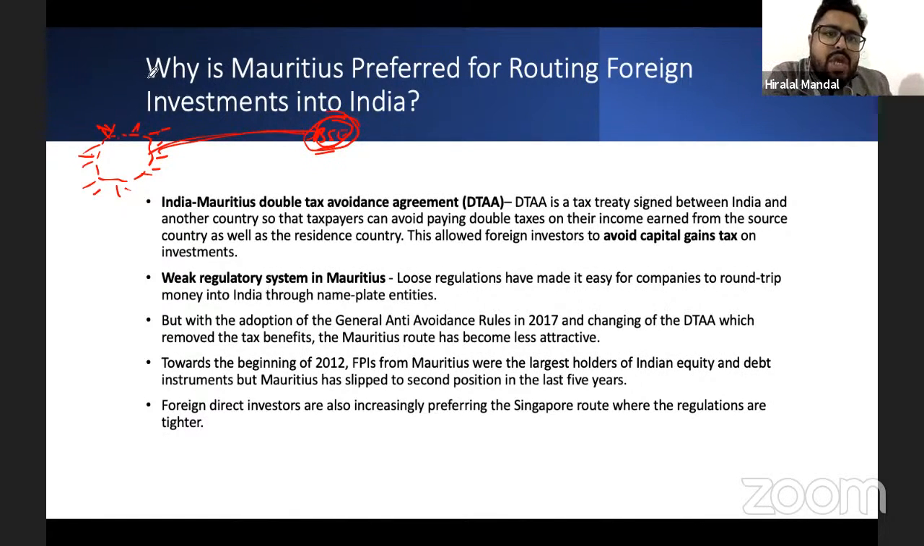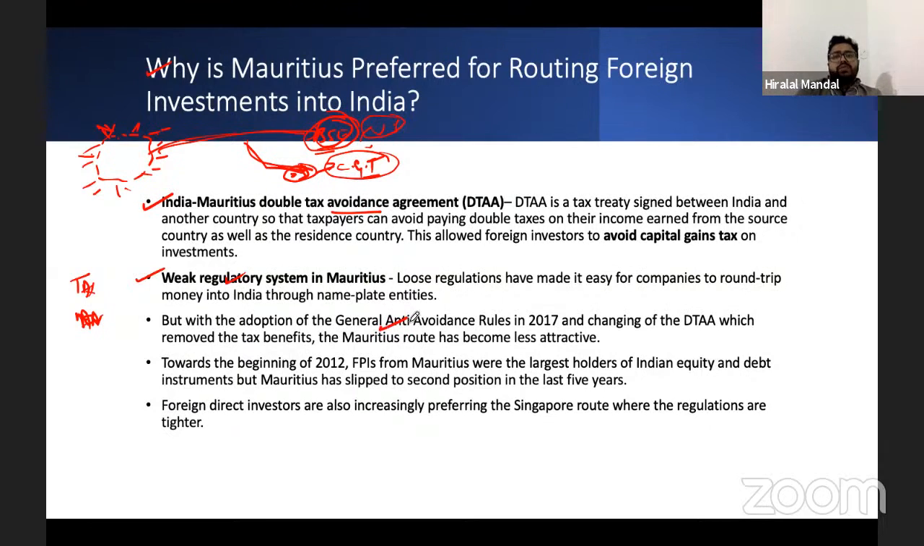Now the question is, why is Mauritius preferred for routing foreign investment? Largely because, as I said, India and Mauritius have a double tax avoidance agreement. Companies set up their subsidiaries in Mauritius so that they have to pay less capital gains tax. This is why FDI and FIIs, foreign investment, are routed through Mauritius. Whereas if it is done from the US, they will have to pay capital gains tax to the country. So that is one reason. Of course, Mauritius is a tax haven country, and therefore its regulatory system is very easy, very weak, and this is the reason it is preferred.